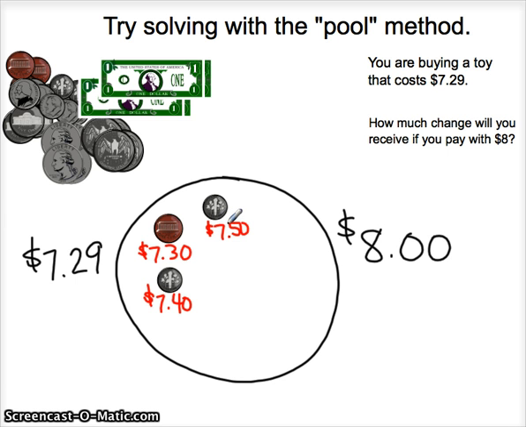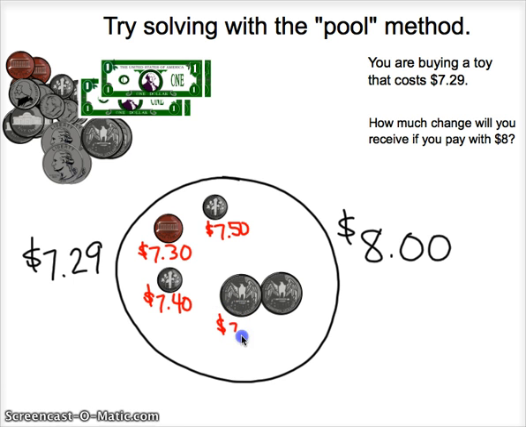Now that I'm at $7.50, it's very easy to get to $8 because all I need is 50 cents, which is 2 quarters. So that gets me to $7.75 and then $8. Now all I need to do is count up the money that's in the pool because that is the difference between $7.29 and $8. So to count this, I would count the quarters first. 25, 50, 60, 70, 71. 71 cents is the change I get back when I buy that toy.